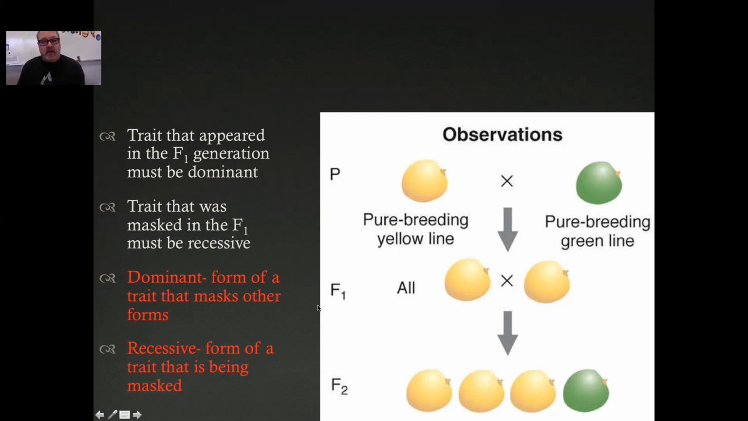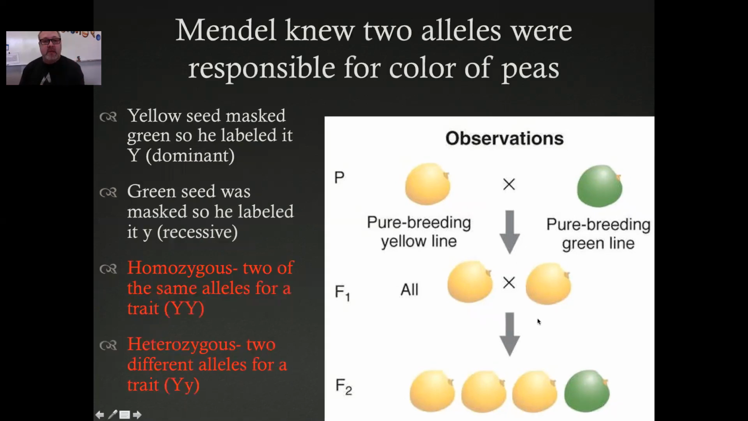The trait, we'll talk a lot about traits. The recessive form is the one that's being masked, okay? So in this situation, yellow is dominant and green is recessive. Now, he knew that two alleles were responsible for the color of the peas. Yellow seed masked the green, so he labeled it dominant. And you'll notice that it's with an uppercase Y.